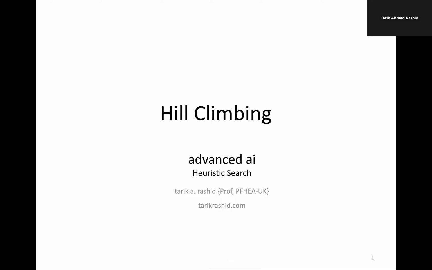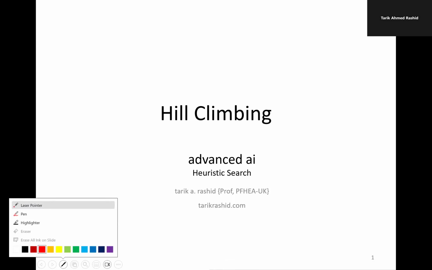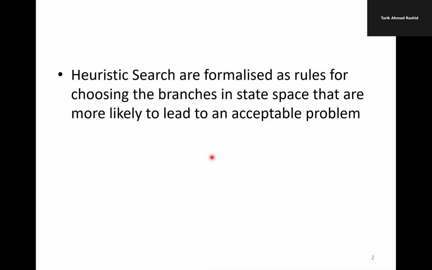Today we're talking about another algorithm, which is a heuristic search. It's called hill climbing. I'll go through the algorithm and give you an example of how to work with it. First, heuristic searches are formalized as rules for choosing the branches in state space that are more likely to lead to an acceptable solution.